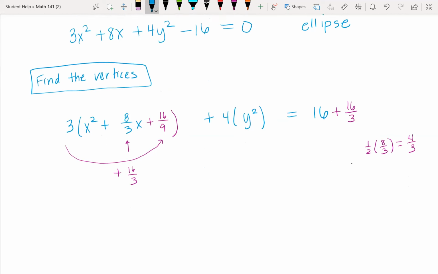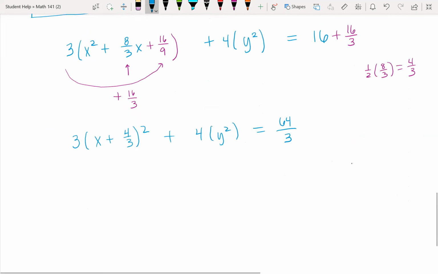Then I'm going to compress what I have here. I've got 3 times the quantity x plus 4/3 squared, and then I've got 4y squared equals, you can plug this into a calculator and it's going to give you 64 over 3. Now, because this is an ellipse, I need to have a 1 on the right-hand side. So I'm going to divide everything by 64 over 3.